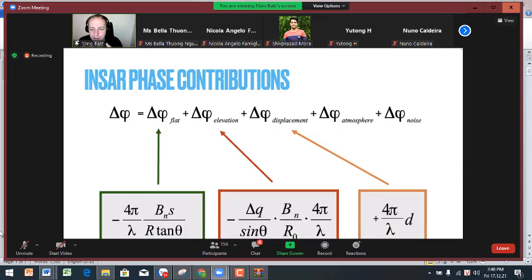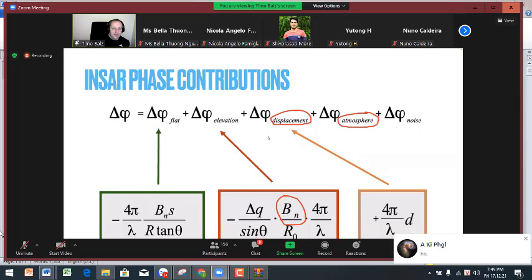We want to separate the elevation from the displacement. The flat phase is relatively easy to estimate and to calculate. So we are basically left with elevation, displacement, and atmosphere, and we want to separate them from each other, which we do by looking at their different behaviors and properties. Here you see, for example, one important one: this is the baseline. The phase of the elevation depends on the baseline, while the displacement does not depend on the baseline. You don't see a baseline here. And the atmosphere also does not depend on the baseline. So that's going to help us to separate them.